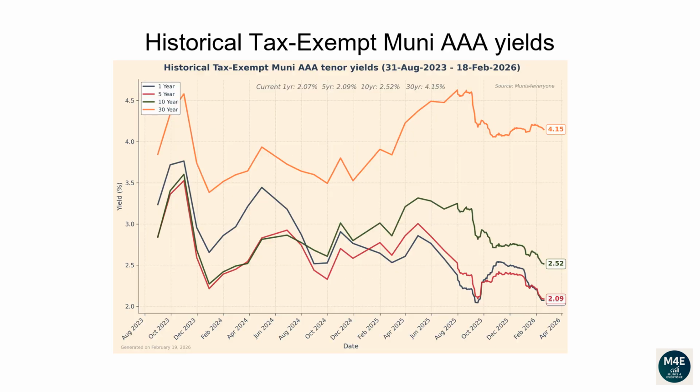This line plot and the next plot show how each tenor of the Muni yield curve has changed over time. From the 31st of August 2023 to the 18th of February 2026, the 1-year yield has dropped from 3.24 to 2.07. The 5-year yield has dropped from 2.85 to 2.09. The 10-year yield has dropped from 2.84 to 2.52. The 30-year yield has increased from 3.85 to 4.15.